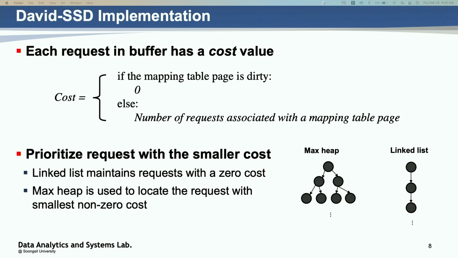This feature is implemented by 2 data structures: a linked list that maintains requests with a 0 cost, and a min-heap, which helps to locate the request with the smallest non-zero cost.